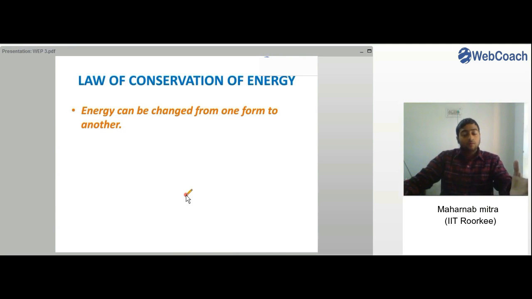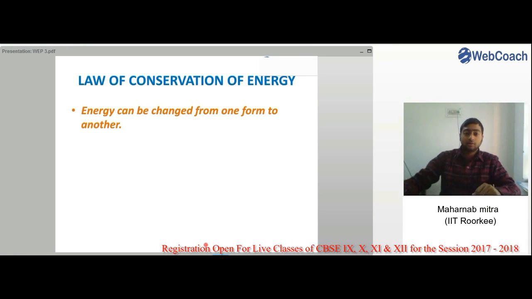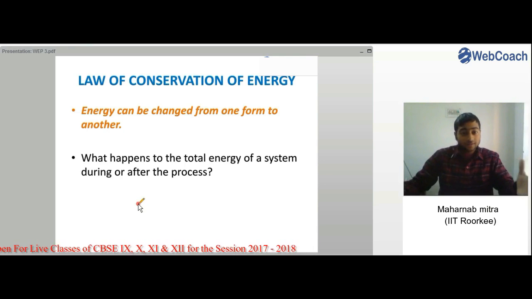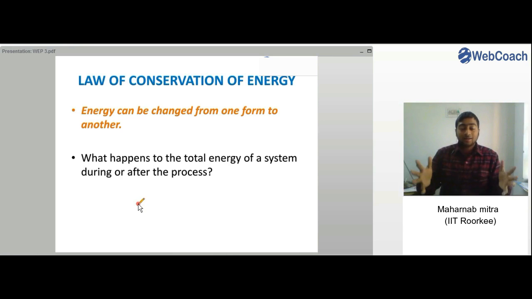Now you know that energy can be easily changed from one form to another, right? This we can tell from the chart we had seen in our last class. And you must also know energy can neither be created nor be destroyed, right? Then what happens to the total energy of a system during or after the process? Whenever an object is doing some work, if we consider the entire system, what happens to the energy? Is the energy lost while doing work, or do other objects gain that energy lost due to work by some other object? What happens to the total energy of a system?